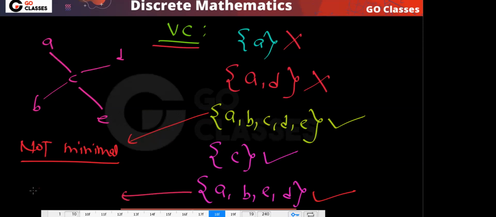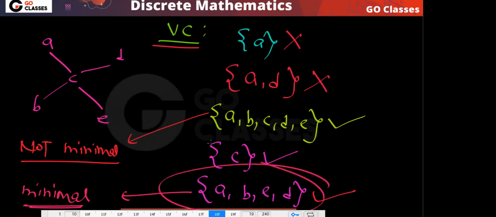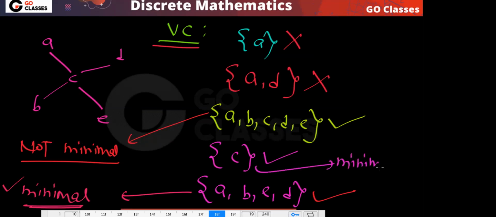What about this? Is this minimal? Can you remove something from this? Yes, this is minimal, right? You cannot remove anything. This is minimal. And this is also minimal, and this is minimum. Yes or no? Is this clear to everyone, the concept of vertex cover?